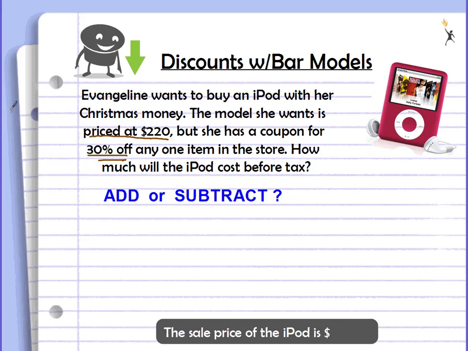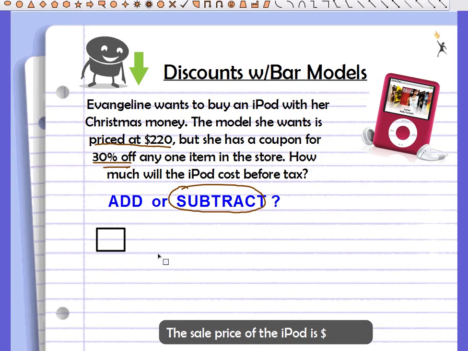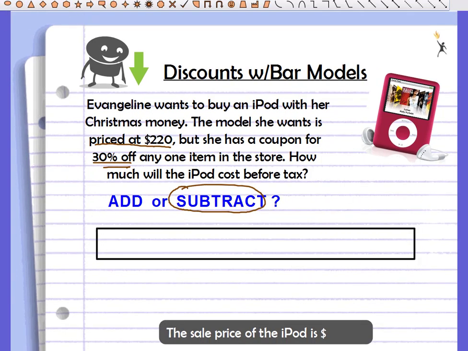Okay, if we want to find what the cost is, what the sale price is, are we going to add the discount amount or are we going to subtract it? We are going to subtract it. Okay, but first we have to find it. So we're going to do our bar models again. So there's the bar model.